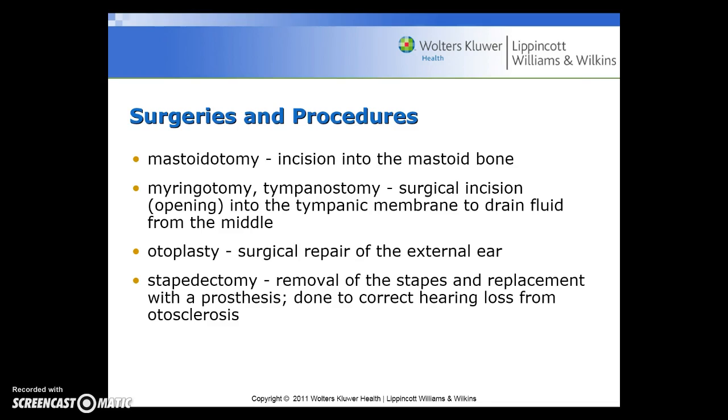Myringotomy or tympanostomy is the surgical incision or opening into the tympanic membrane to drain fluid from the middle ear. Otoplasty is the surgical repair of the external ear. Stapedectomy is the removal of the stapes and the replacement with a prosthesis, and this is done to correct hearing loss from otosclerosis.